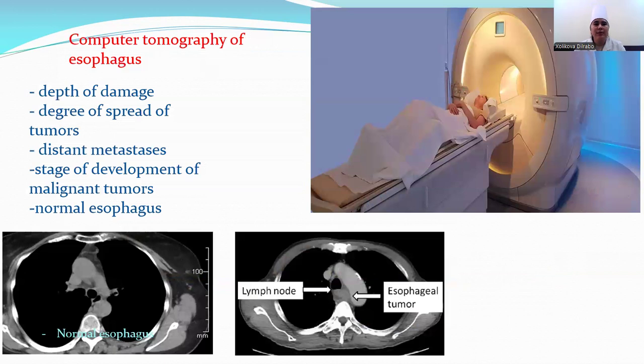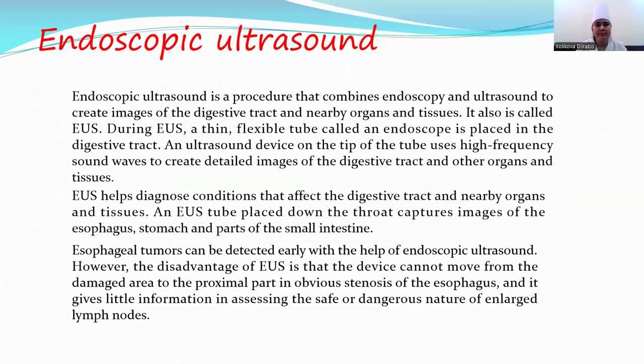Next examination method is computer tomography of the esophagus. We can identify depth of damage, degree of spread of tumors, distant metastasis, stage of development of malignant tumors, normal esophagus.